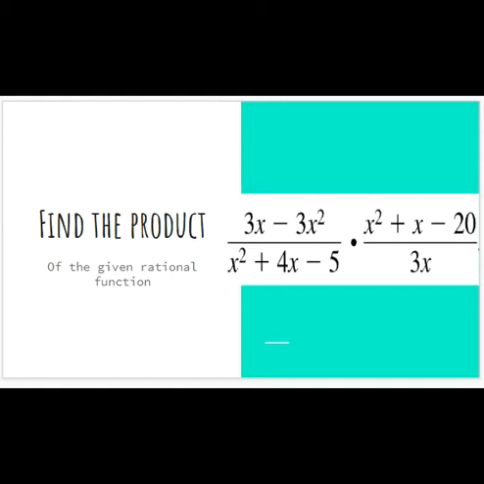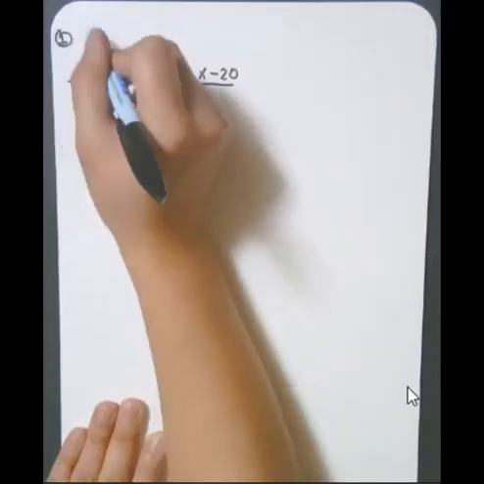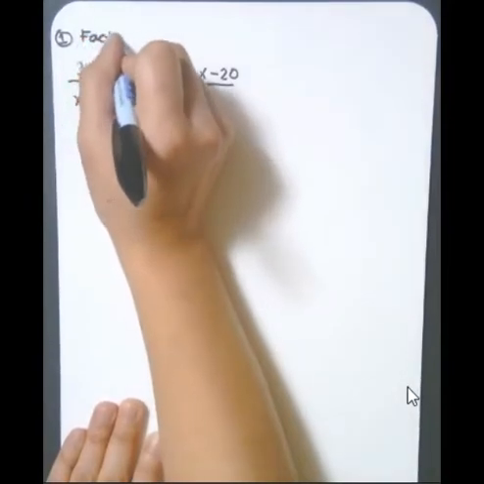Example number 2. Find the product of the given rational function (3x − 3x²) over (x² + 4x − 5) times (x² + x − 20) over 3x. We will start with factoring out our given rational expressions.